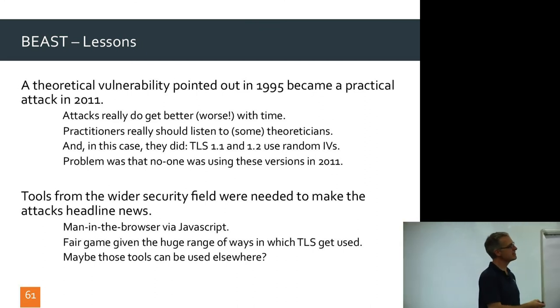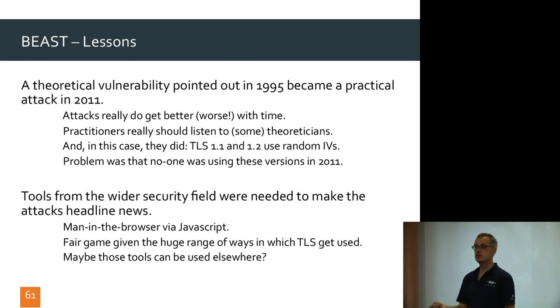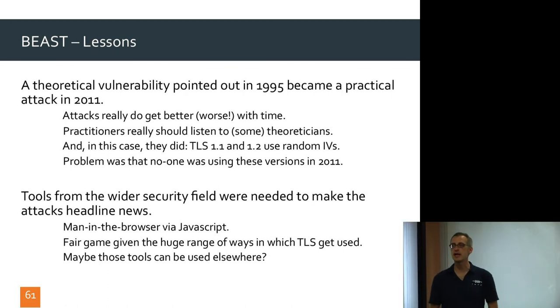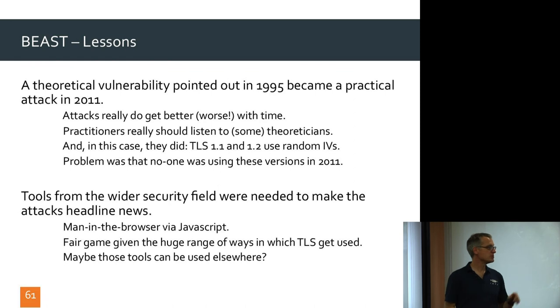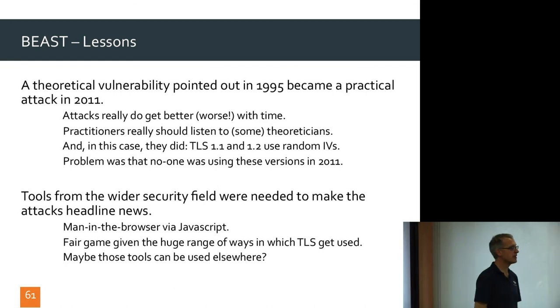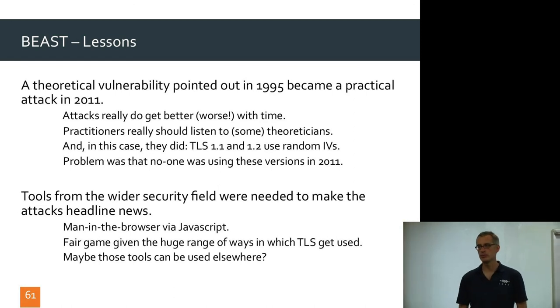And in fact, in this case, they did, because TLS 1.1 and 1.2 actually use random IVs, so they're invulnerable to the attack. But the point was that nobody was using TLS 1.1 and 1.2 in 2011. Everybody was stuck at TLS 1.0. None of the major implementations at that point supported 1.1 or 1.2. So you couldn't use random IVs.